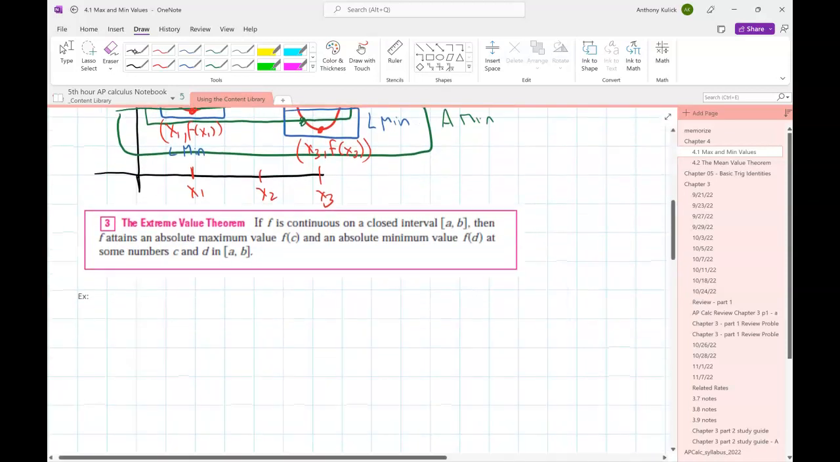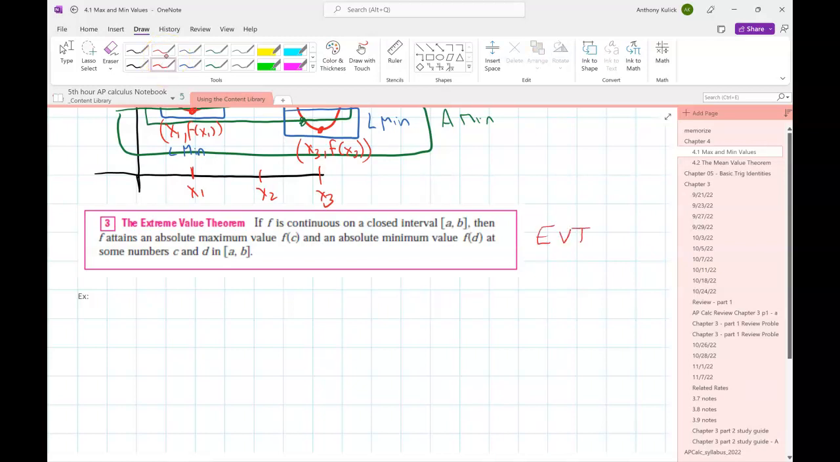Our next idea is the extreme value theorem. Oftentimes this gets abbreviated as EVT. We saw the intermediate value theorem in the previous chapter. Here we're seeing the extreme value theorem, and in the next section we'll look at the mean value theorem. Again, we're using EVT as an abbreviation.